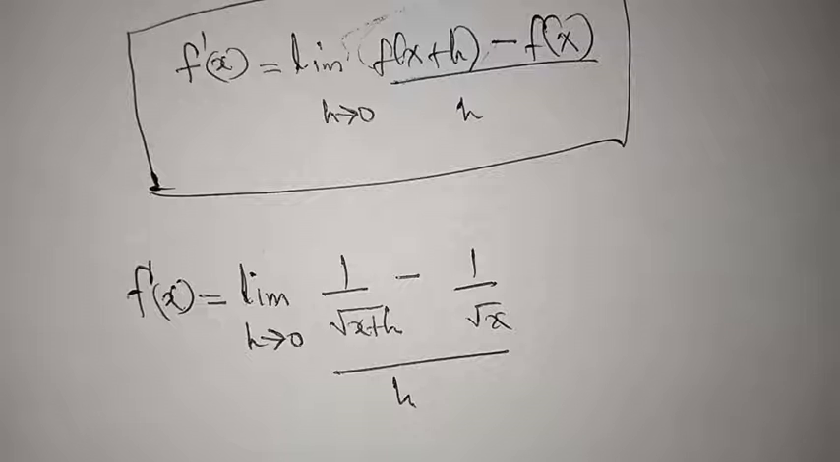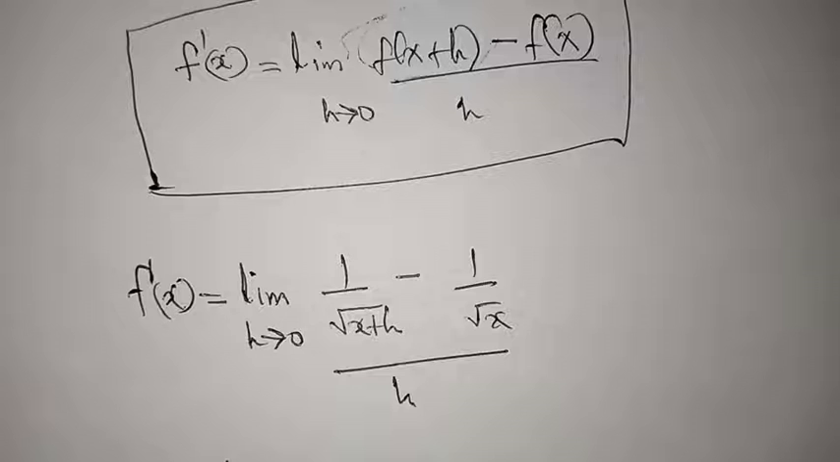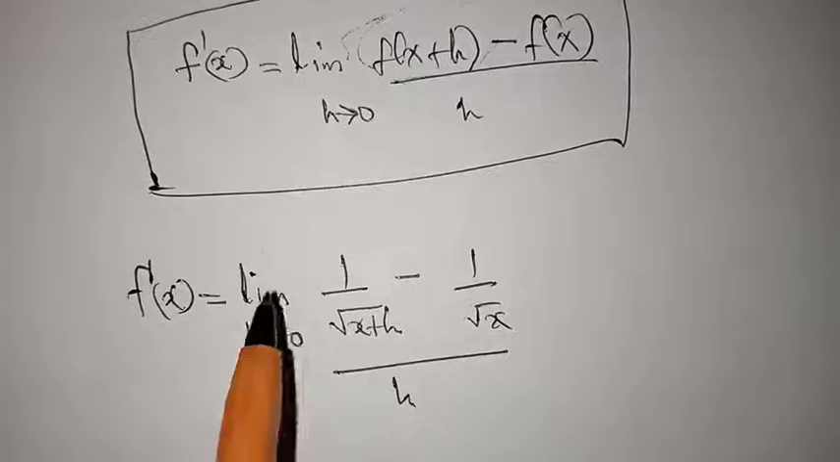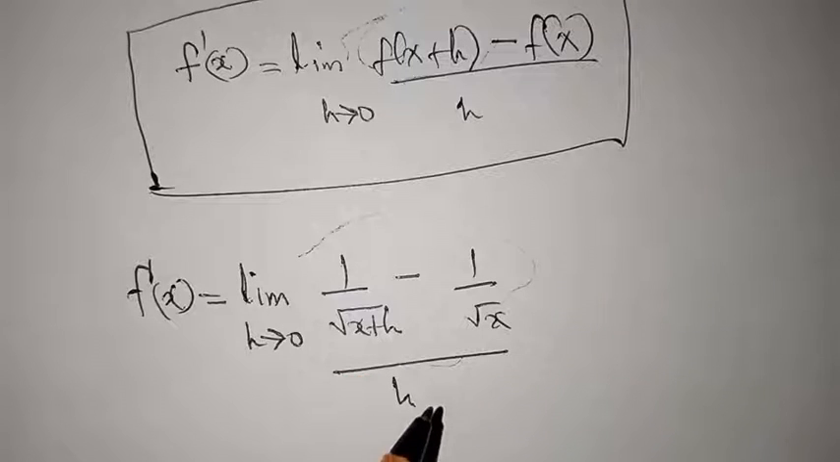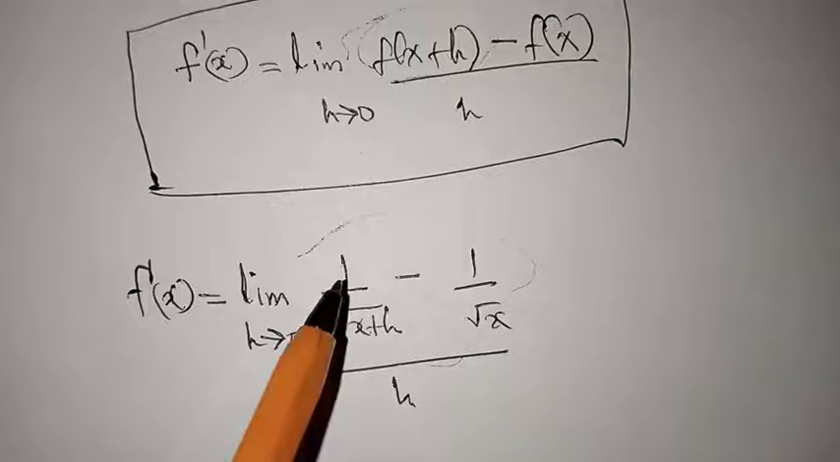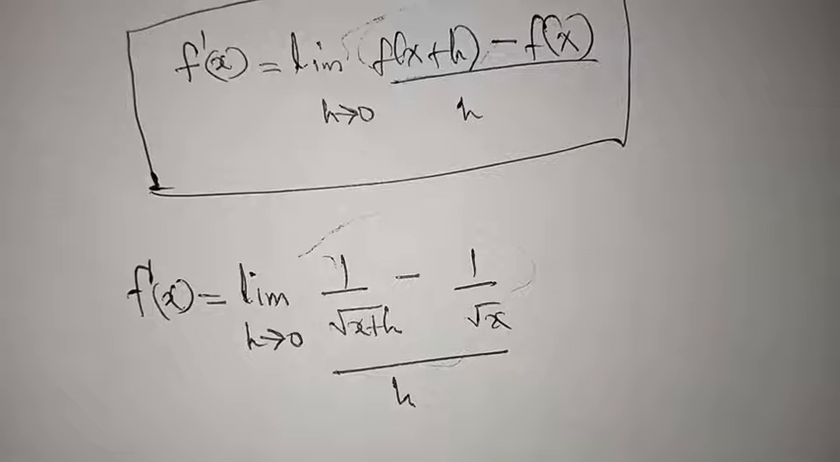Okay, now what do we do from there? I'm simply going to say the limit as h approaches 0. Here we're simply going to find the common denominator. Then from there, the common denominator will be the one that is multiplied with the numerator. So when we do that, we're simply going to have square root of x minus square root of x plus h over the common denominator.